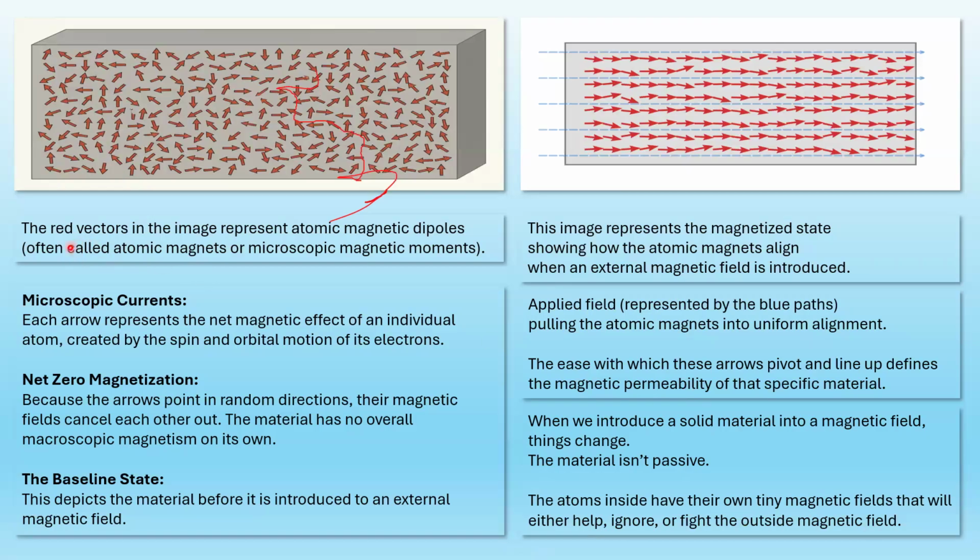On this one here, what does it say here? The red vectors in the image represent atomic magnetic dipoles. There is not a monopole when it comes to magnetism. If you have a magnet that has a north and south pole, if you cut that right in the middle, you're not going to have a north pole and a south pole separate. You're going to have two objects, each having a north and south pole.